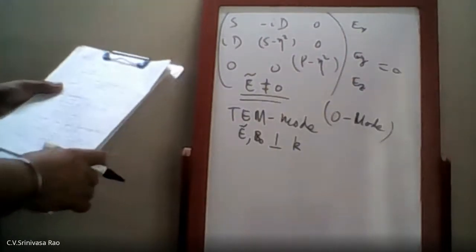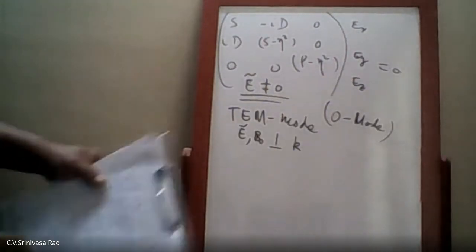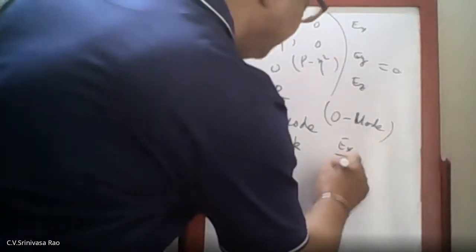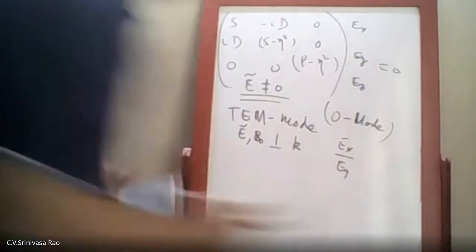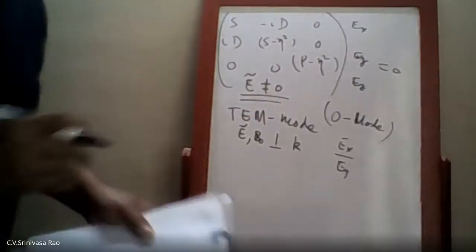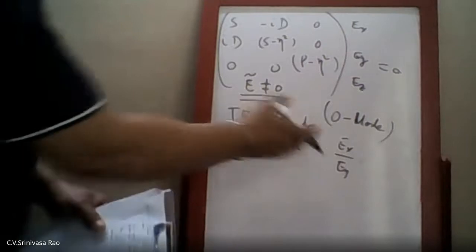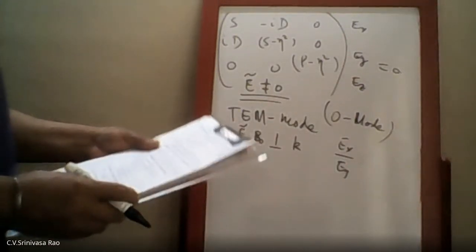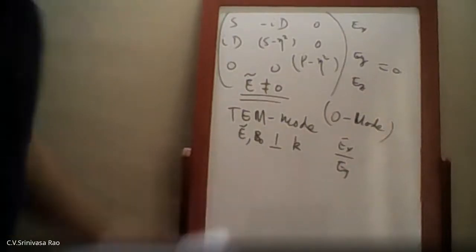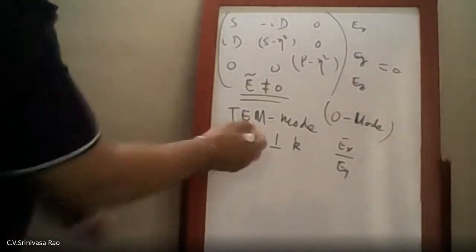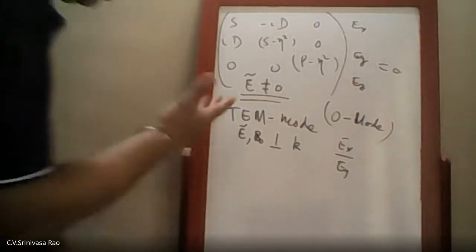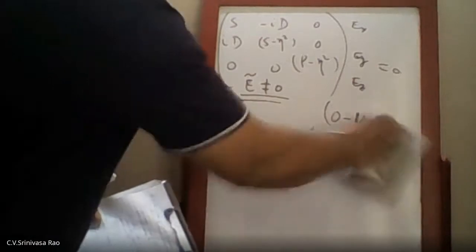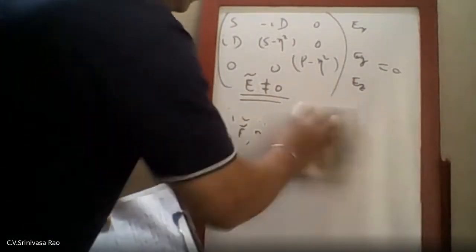And these waves are linearly polarized. You can get it from the ratio of Ex by Ey. In the earlier case we saw that it was a circularly polarized wave. This is a linear polarization, linearly polarized. So this is about one of the waves, which is the O mode. Let us see what happens to the other wave, the extraordinary mode.